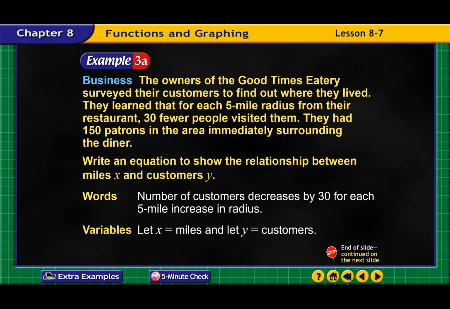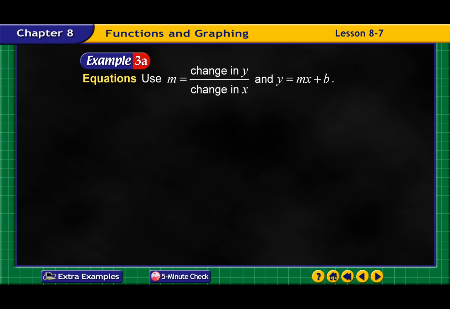So we're going to say X is going to be miles and Y is going to be customers. So X is going to be miles and this is going to be customers when we graph it. Just kind of get what two things are involved in this. So we're going to find our equation. So we need to find change in Y, and Y equals mx plus b.